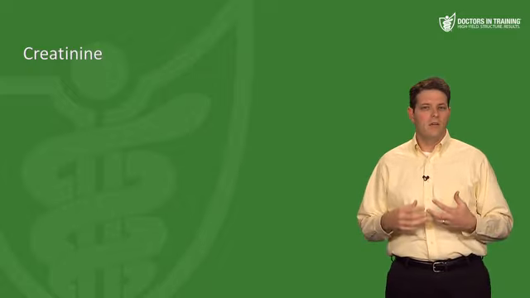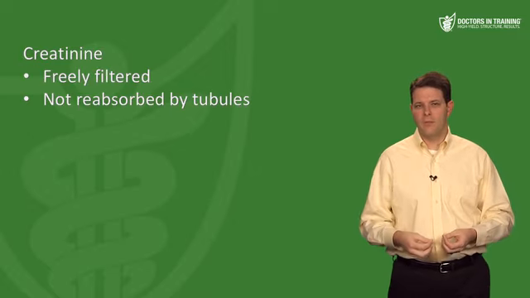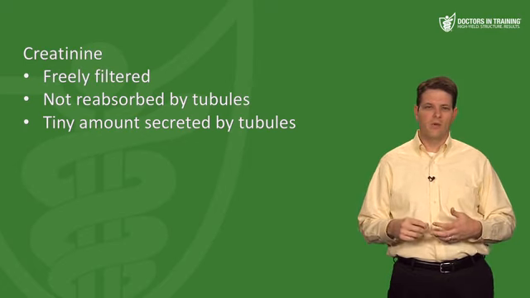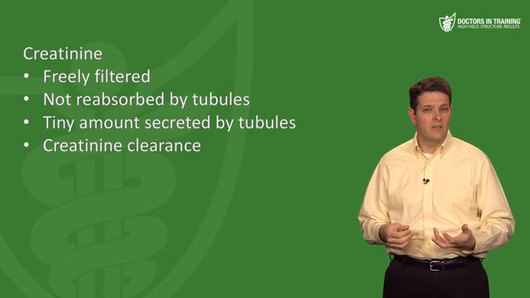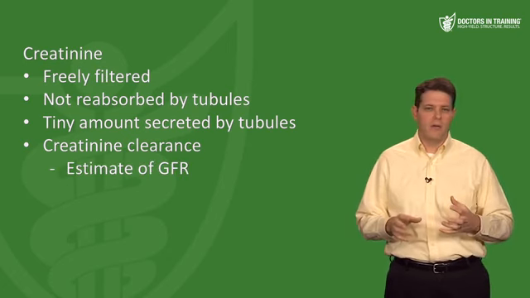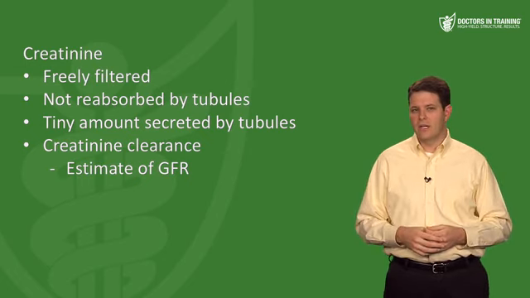So creatinine functions very much like inulin in that it's freely filtered, it's not reabsorbed by the tubules, and only a tiny, tiny amount is secreted by the tubules. So instead of going to all the trouble of measuring the clearance of inulin, we can calculate the creatinine clearance, and that's going to be a pretty good estimate of GFR. Now, you don't need to know how to calculate a creatinine clearance for step one, but that's how we use the creatinine clearance clinically to estimate GFR.